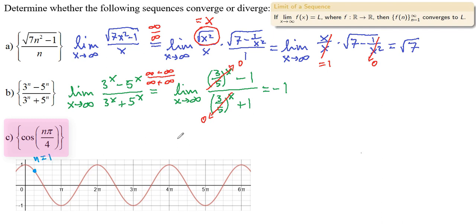When n is equal to 2, the second term is cosine of pi over 2, which is 0 right here. When n is equal to 3, the third term of the sequence is cosine of 3 pi over 4, which is here on the graph. And we continue in this process in steps of pi over 4, and so on. And so what we've noticed, since the cosine is periodic, these values will repeat and never converge to a specific value. Therefore, this last sequence diverges.